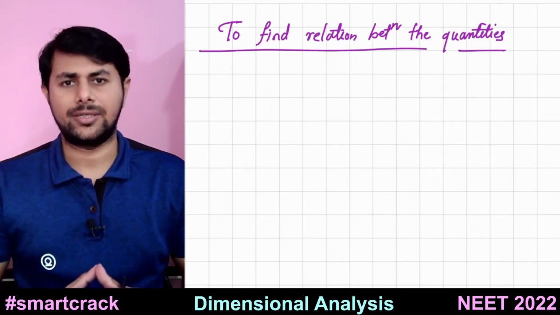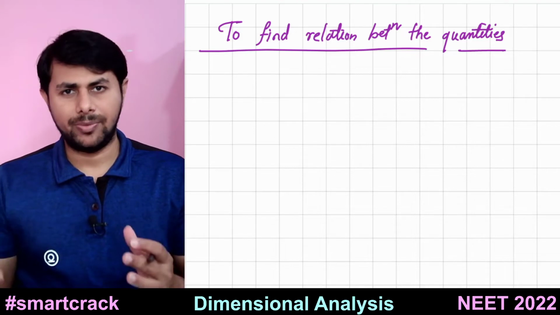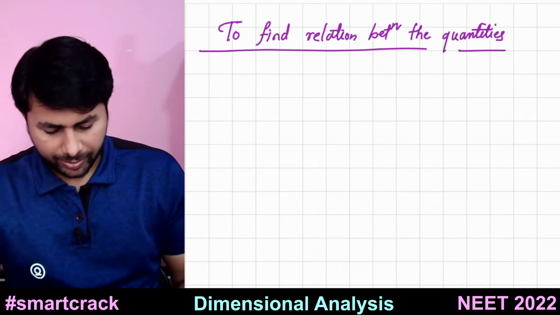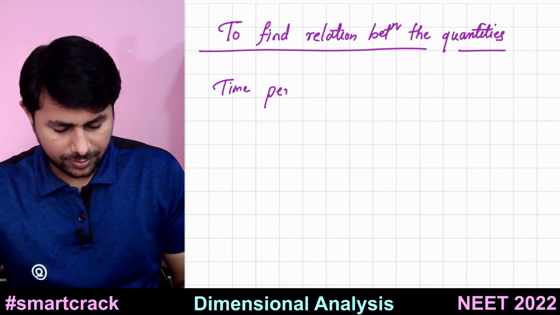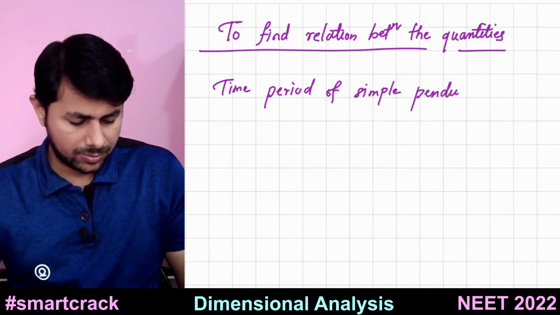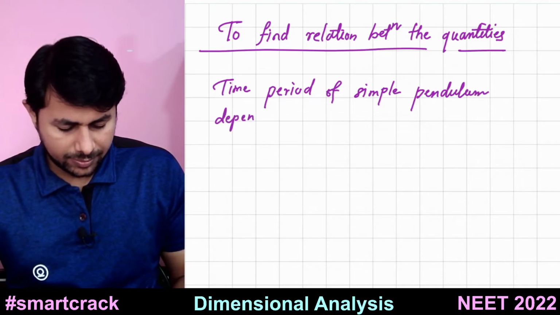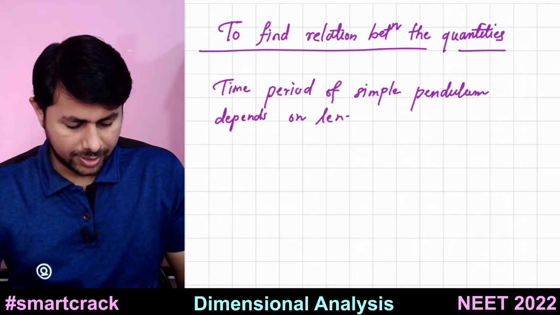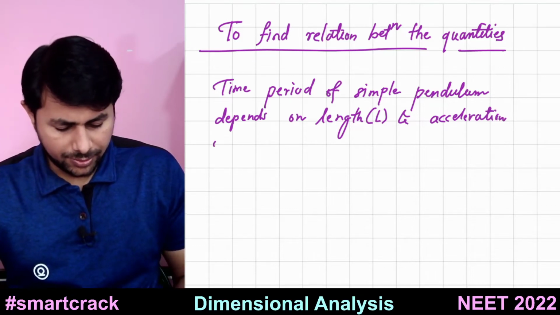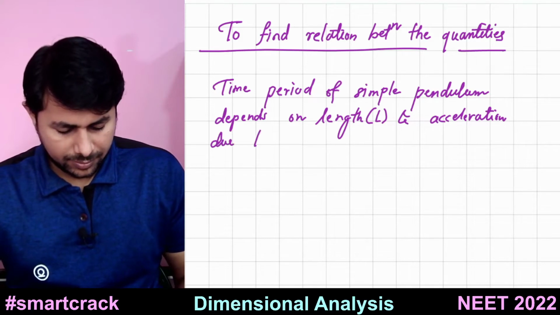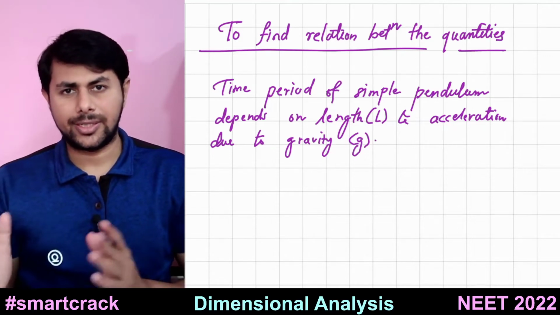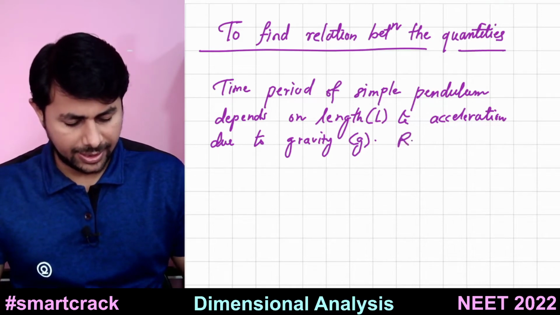And for this, let us consider an example. So the time period of the simple pendulum depends on the length of the pendulum and acceleration due to gravity. Okay, so the example is: time period of a simple pendulum depends on the length of the pendulum L and acceleration due to gravity G. Okay. So we want to find out the relation among these quantities. So let's relate them.